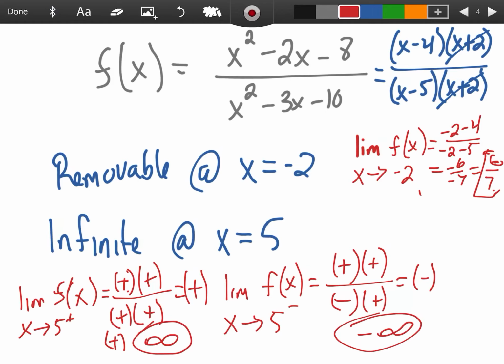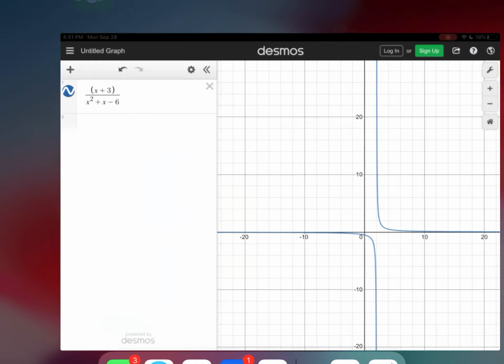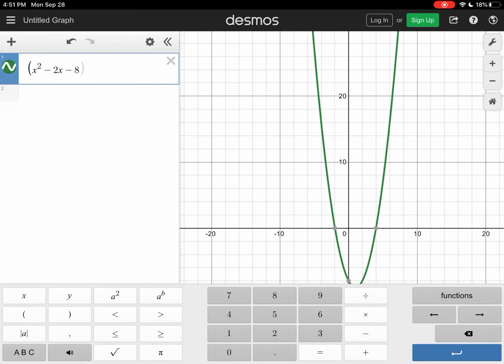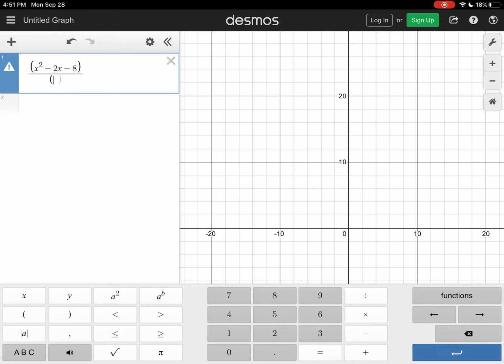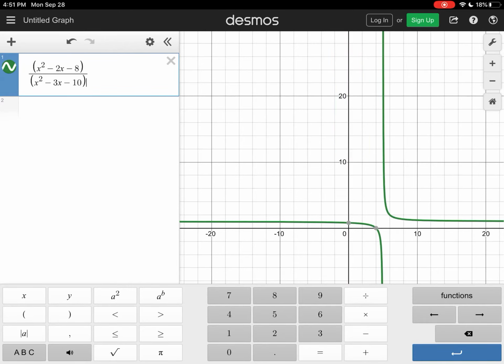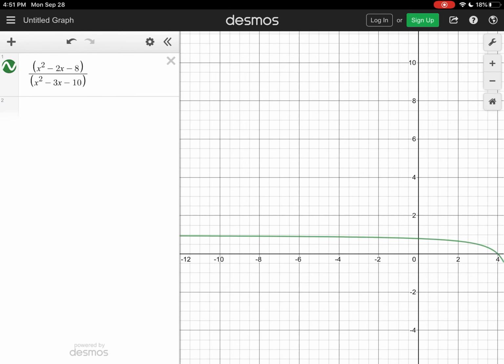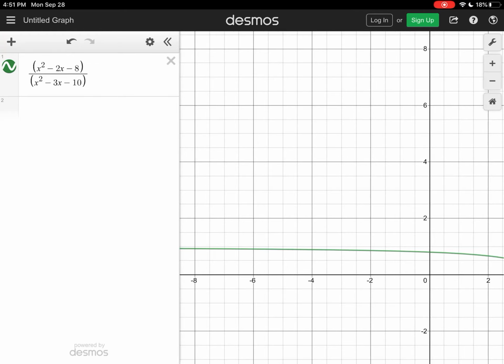X squared minus 2x minus 8 over x squared minus 3x minus 10. Let's clear this. X squared minus 2x minus 8 divided by x squared minus 3x minus 10. If I graph this, so I said as I approach 5 from the right, I'll be going up to positive infinity, which I can see is clearly happening. As I approach it from the left, I'll be going down to -infinity. And then as I approach -2, I will be approaching 6/7.